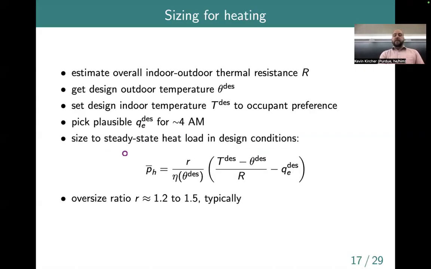Okay, and then basically we take our 1R1C model, we assume it's operating in steady state, so the time derivative of indoor temperature term drops out. And then we solve it for Q, or for P divided by eta, which is the same as Q. So the right-hand side comes from solving that 1R1C model in steady state. And the thing that shows up here in the numerator is called the oversize ratio. And there's guidance for how much you should oversize equipment.